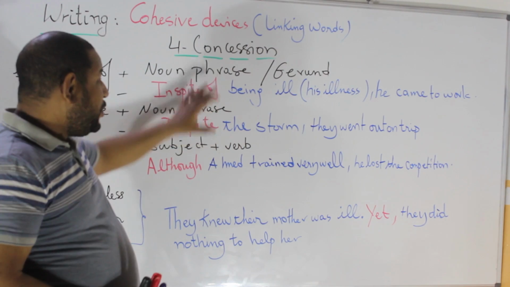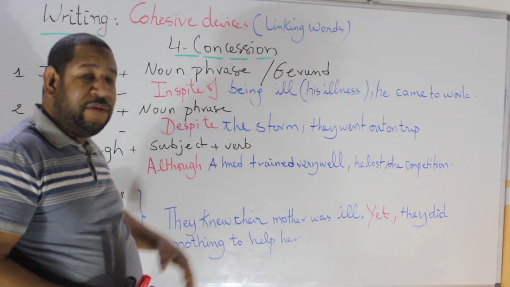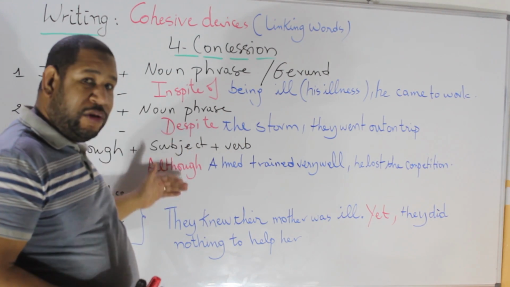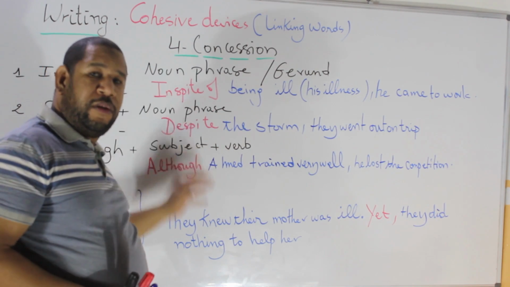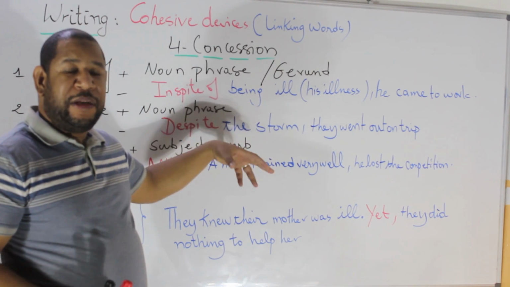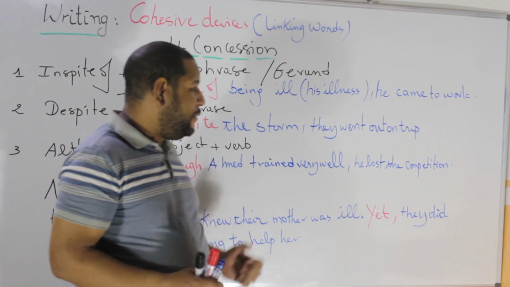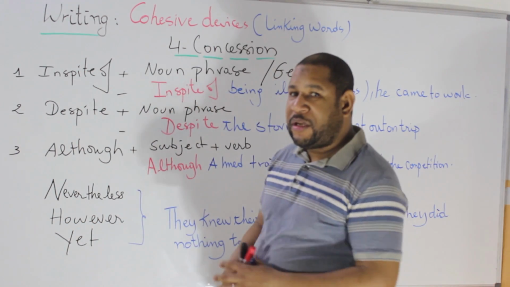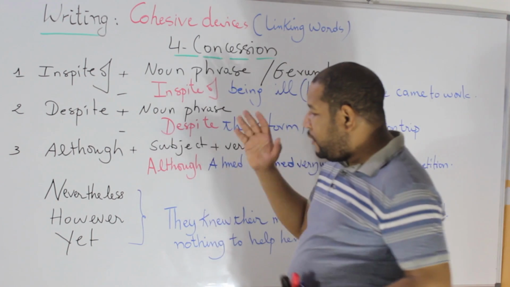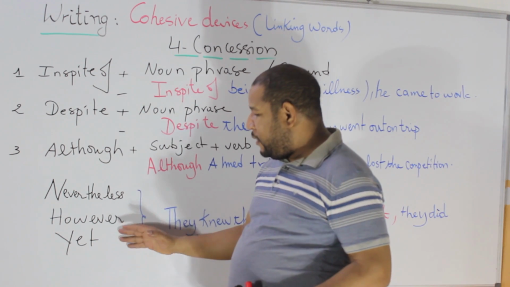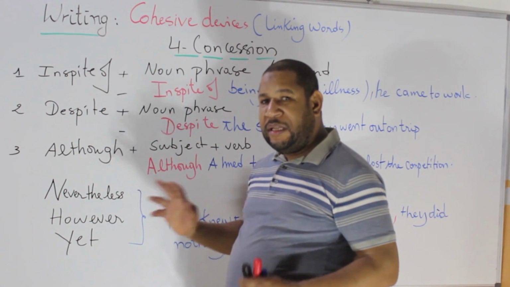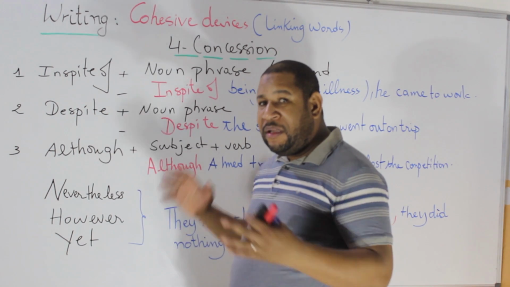Good. So this is the first part. This is how we do that. Remember, although, subject, verb. In spite of plus noun phrase. Despite plus noun phrase. That's the first part. Now, let's look at the second part. Nevertheless, however, yet.